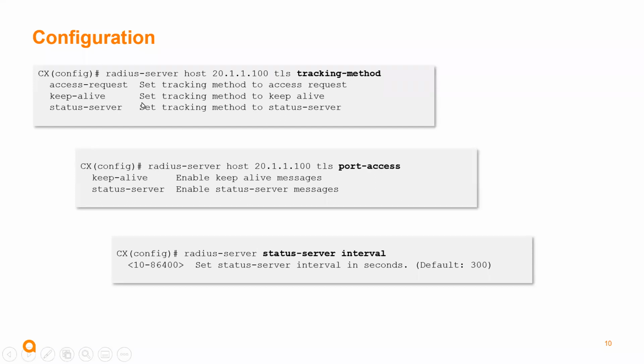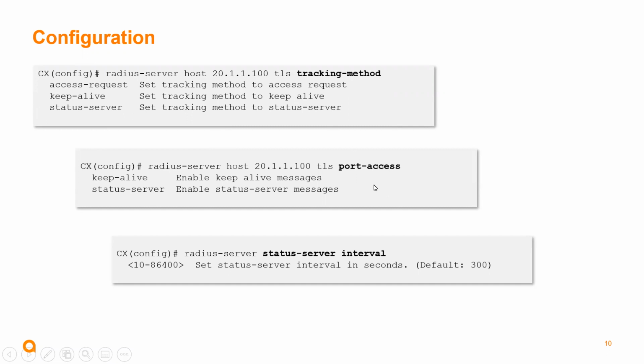The first configuration is radius-server host, then the IP or FQDN entry, then TLS, mentioning it is a RADSEC server, and then the tracking method. The first CLI is for the tracking tunnel. We already have access request enabled for sending the tracking request in the tracking tunnel, and we have new enhancements like keepalive and status server message. By default, we use only the access request for the tracking tunnel. Based on the requirement, we can modify it to use TCP keepalive or status server.